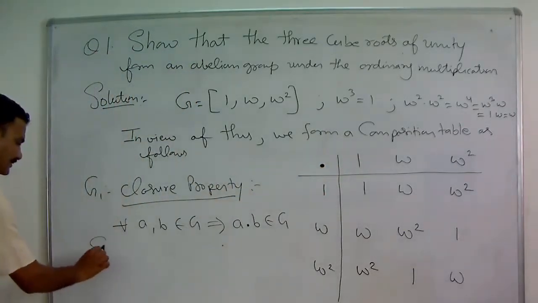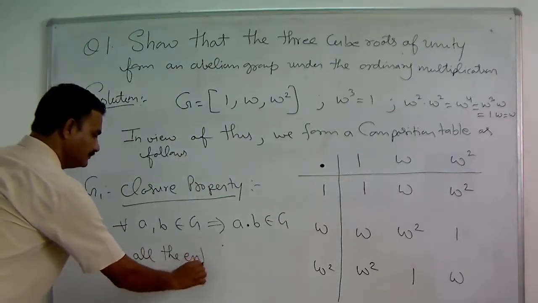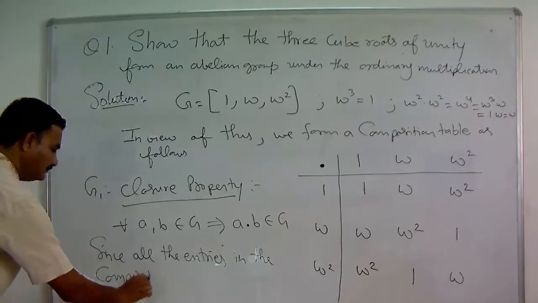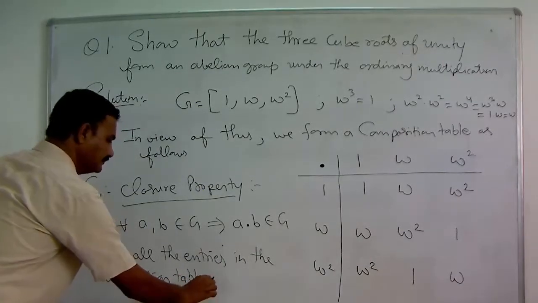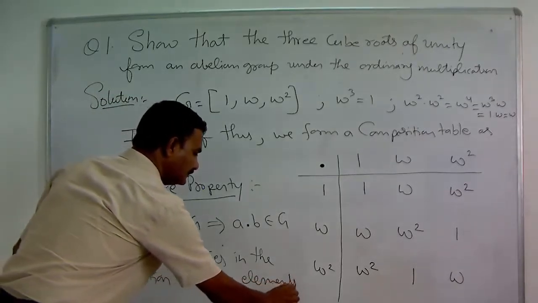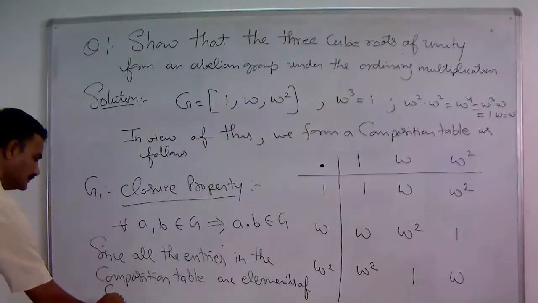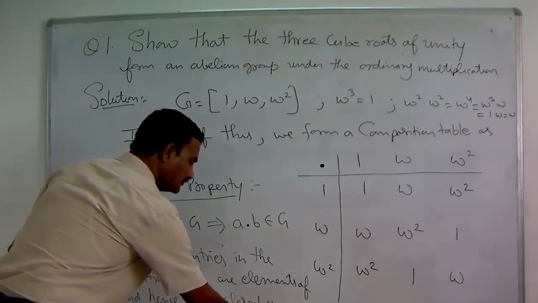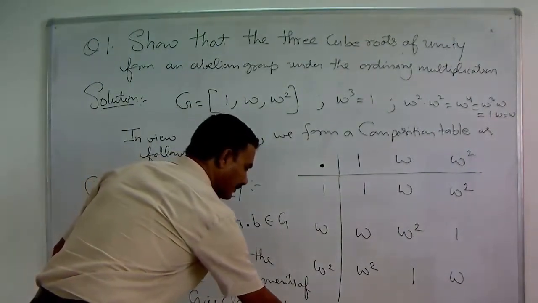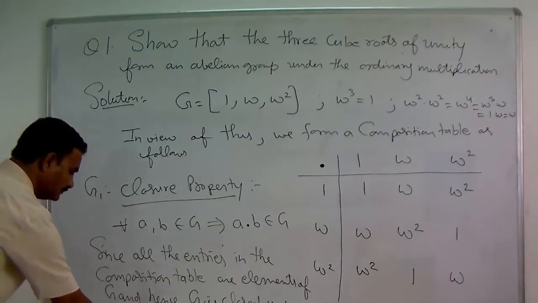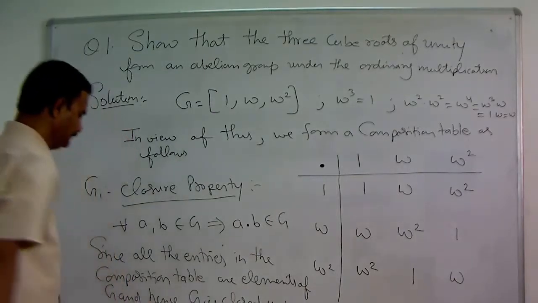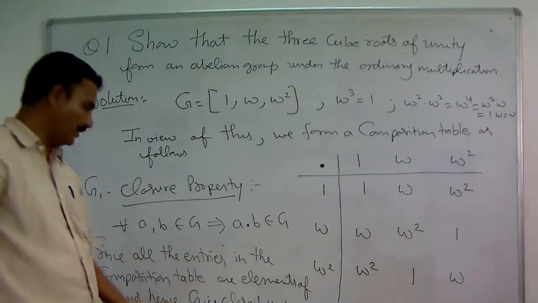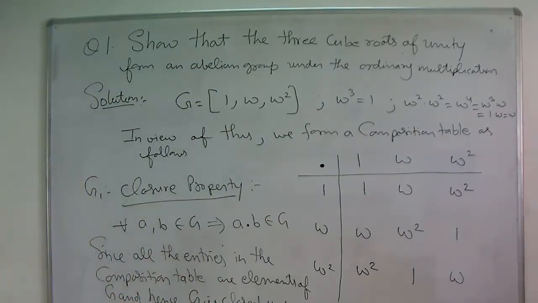So we can easily write, since all the entries in the composition table are elements of G, hence G is closed under ordinary multiplication. Since all the entries in the composition table are again a member of G, G is closed under the ordinary multiplication operation. The next property is G2, that is the associative property.